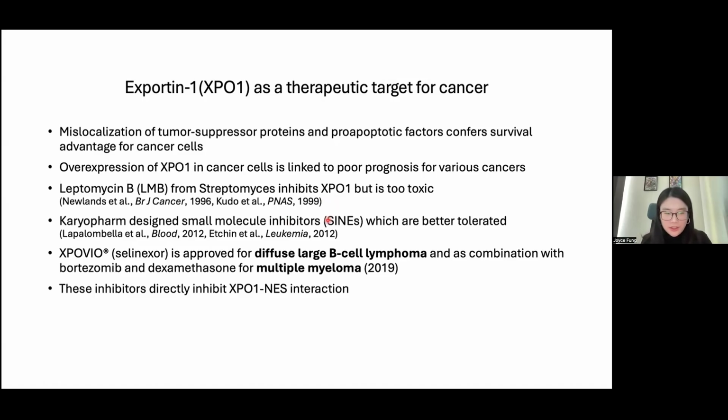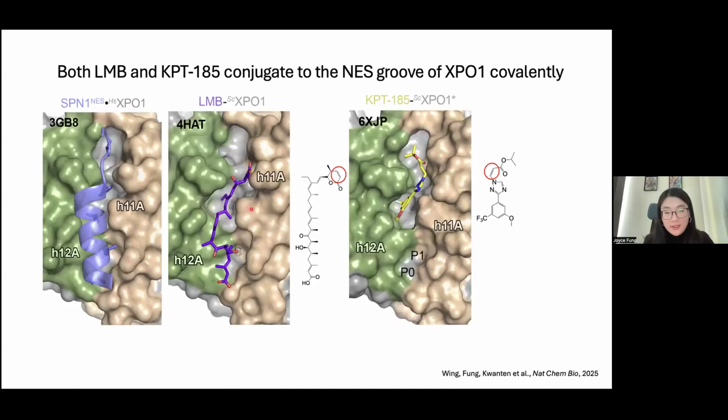So how do these inhibitors work? They work by directly inhibiting the Expo1 NES interaction by conjugating to the NES groove, actually covalently. These are crystal structures that were solved back in, I think, 2012 in Nuzhdin's lab. Leptomycin B is a long polyketide, and it uses the double bond here to form a Michael addition with a cysteine that is on HEAT 11A helix. It occupies the majority of the groove when you compare it to the NES on the left here. And KPT-185 is one of the SINE compounds, which also works the same way. It has a double bond that conjugates to the cysteine.